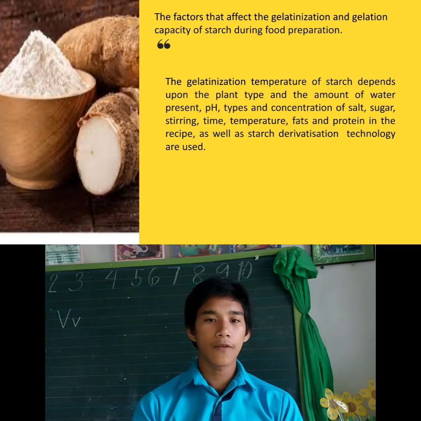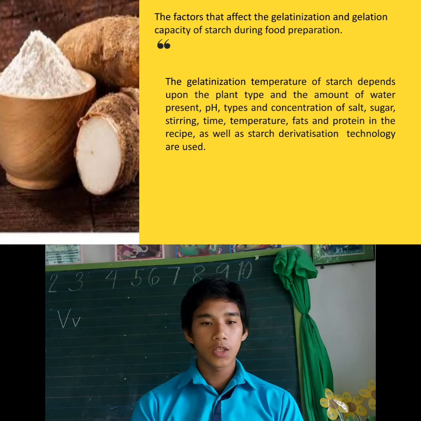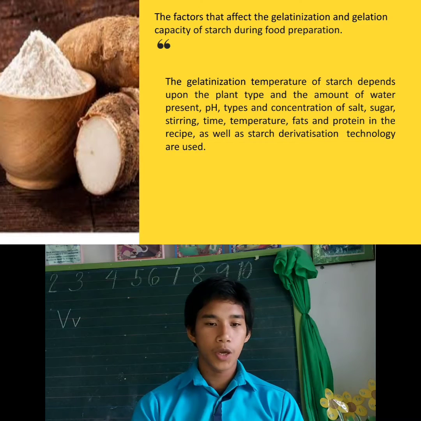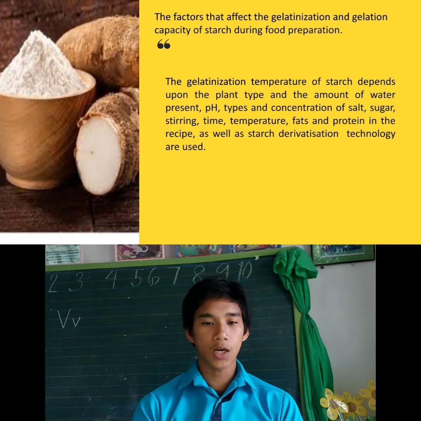The factors that affect the gelatinization and gelation capacity of starch during food preparation. The gelatinization temperature of starch depends upon the plant type and the amount of water present, pH, types and concentration of salt, sugar, stirring, time, temperature, fats and protein in the recipe, as well as the starch derivatization technology used.